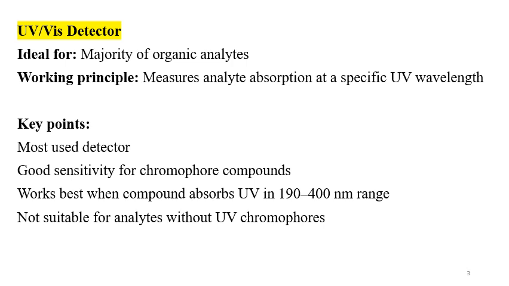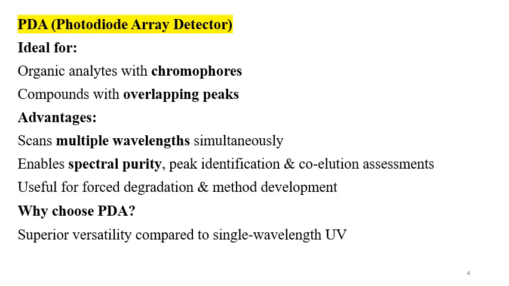Key points regarding the UV detector: it is the most used, widely used detector. It has good sensitivity for chromophore compounds, that means the compounds which have UV activity, and works best when the compound absorbs UV between 190 to 400 nanometer range or 200 to 400 nanometer range. This detector is not suitable for the analysis of compounds without UV chromophores. So if your compound does not have a chromophore, then you cannot use this.